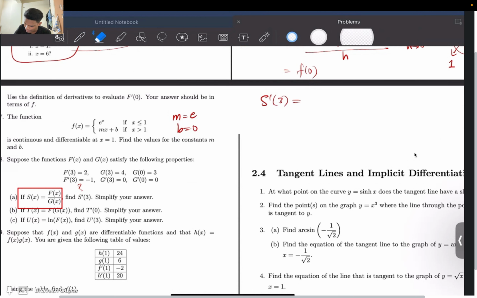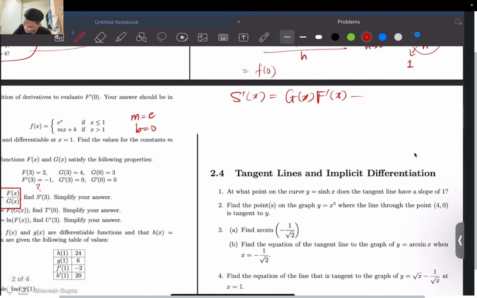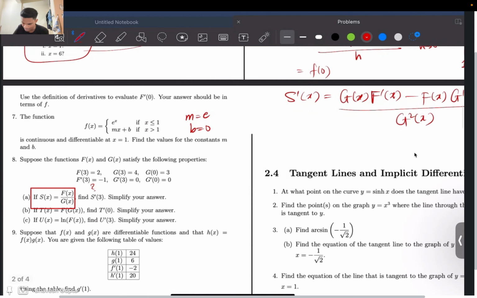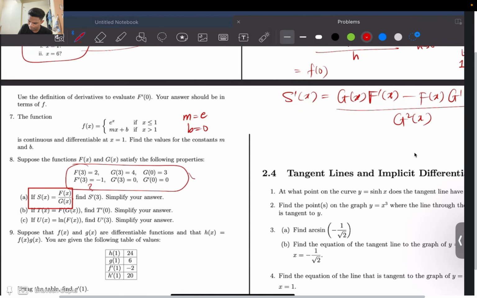Okay. First, we see that f dash of x is basically g of x f dash of x minus f of x g dash of x over g of x squared. Exactly. Now just put in the values, because you know all the answers over here. We substitute, and we'll get it. Yes, sir.